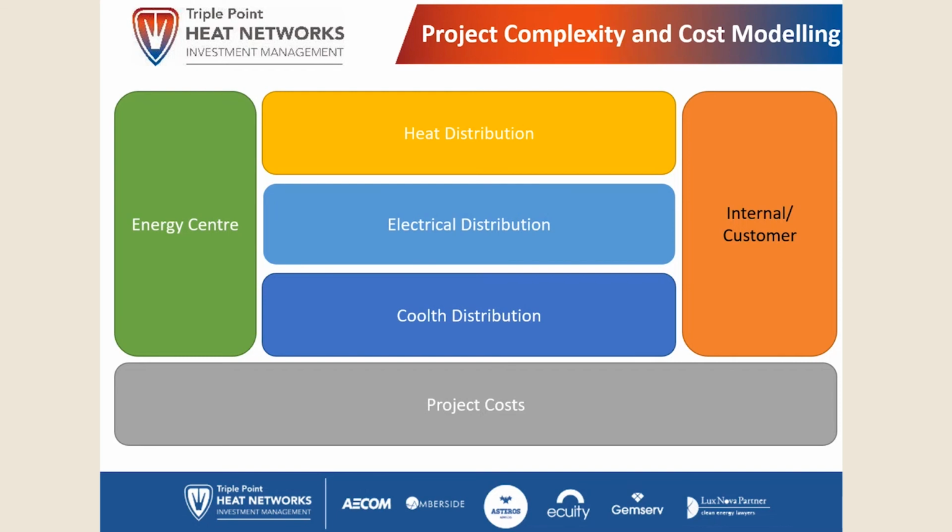And then the final category that we have is the project costs, which are things like contractor overhead and profit, design fees, contingency, risk, so overall project costs.